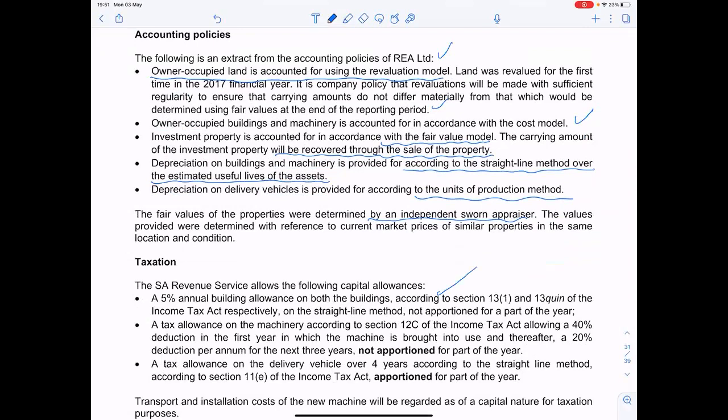Then there's a tax allowance on machinery according to Section 12C of the Income Tax Act, allowing a 40% deduction in the first year the machine is brought into use, and thereafter it's 20%. So it's 40, 20, 20, 20, and it is not apportioned. So even if it was there for 1 day, the 40% tax allowance is going to be allowed.